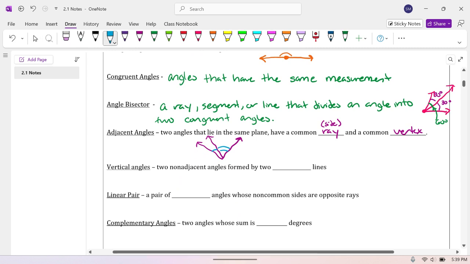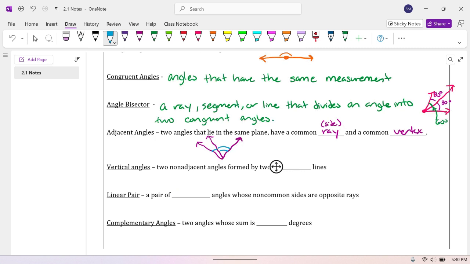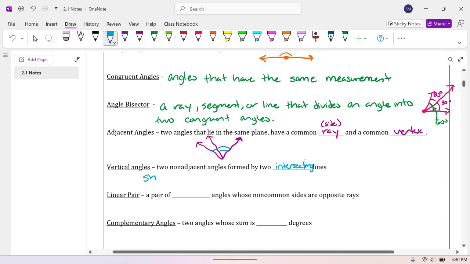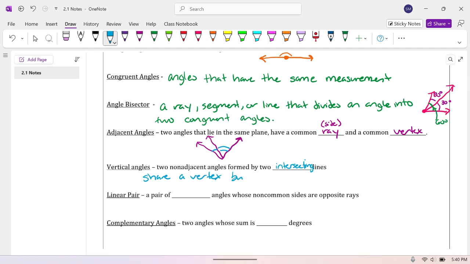Vertical angles are two non-adjacent angles, meaning they don't have a shared side, and they're formed by two intersecting lines. Now, like I was saying, vertical angles share a vertex, but not a ray. That's why they're called non-adjacent. So even though they have the same vertex, they do not share one of the rays.